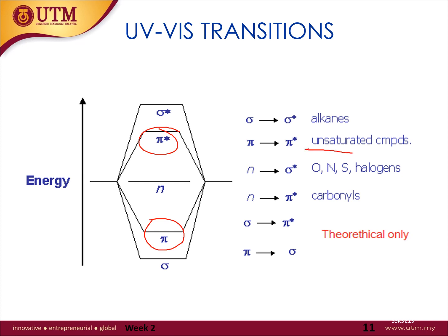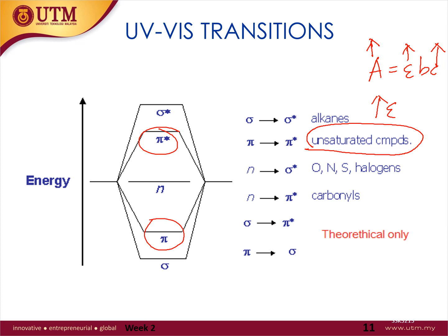We have unsaturated compounds. Usually these unsaturated compounds will give you the highest epsilon. Do you still remember what epsilon is? This one, Beer-Lambert's law. My statement before: the higher the epsilon, the higher the absorbance, therefore the higher the concentration. So unsaturated compounds contain at least one double bond or triple bond.